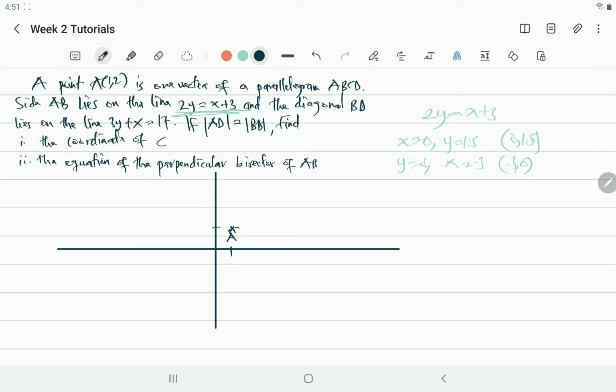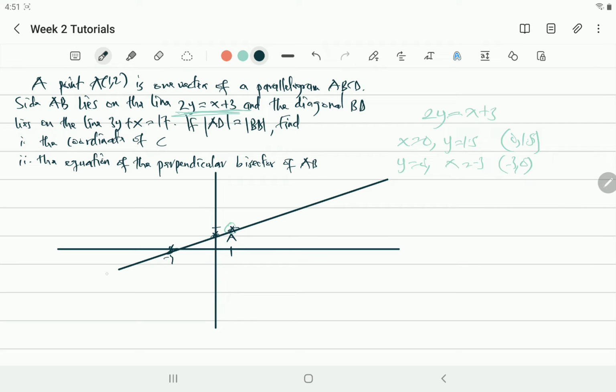So (0, 1.5) could be somewhere here, and (-3, 0) could be somewhere here. Remember, that same line already lies on A as well. So the point we already plotted here is such that once we draw the line 2y = x + 3, it should also pass through the first point we plotted. So this is basically a straight line passing through these points, a very nice straight line.